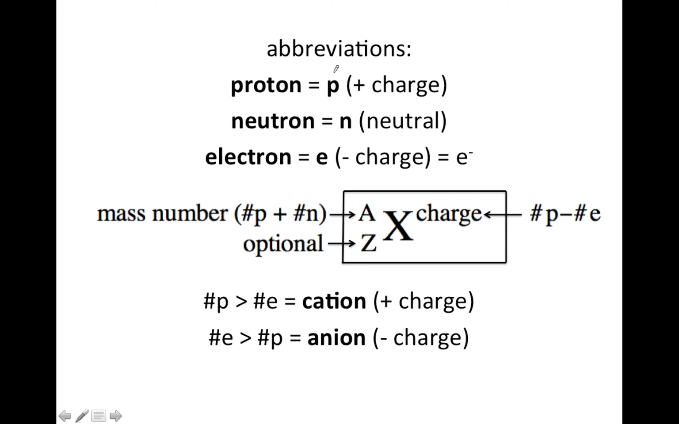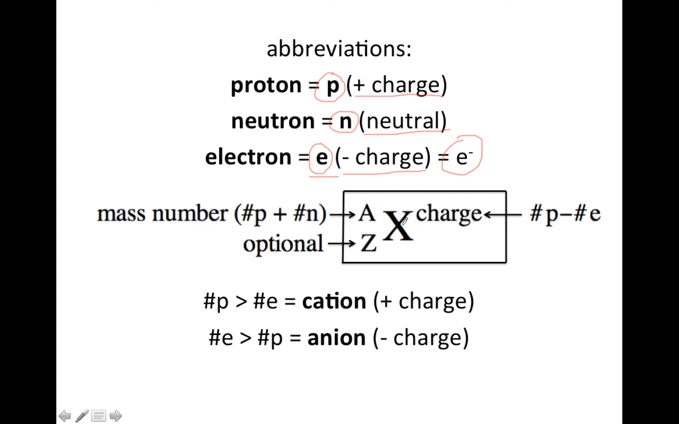For the rest of this video, we're going to save space by using abbreviations. We'll use P for protons, which have a positive charge. We'll use N for neutrons, which are neutral. And we'll use E for electrons, which have a negative charge. In later videos and in a lot of textbooks, they'll abbreviate electrons E minus, but for now we'll just use E as our abbreviation. So if you look in this box, we have a symbol for an element.